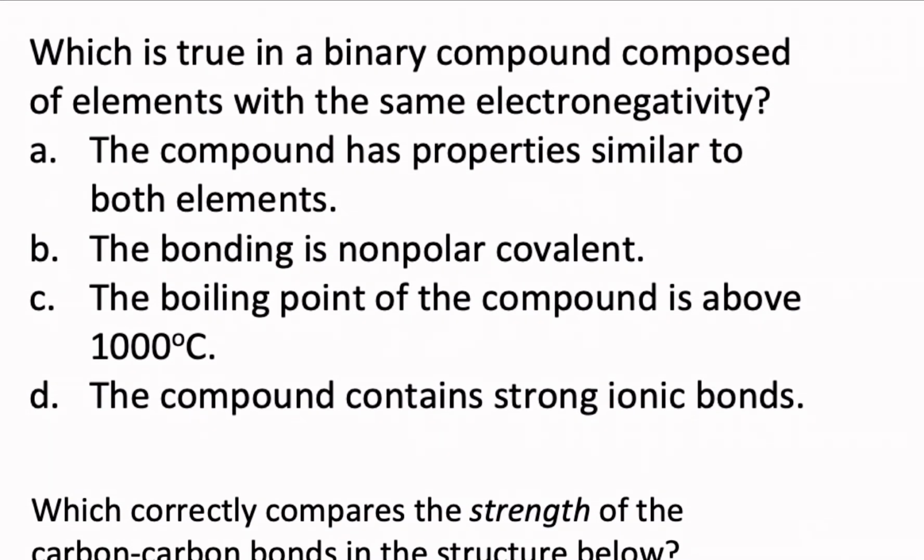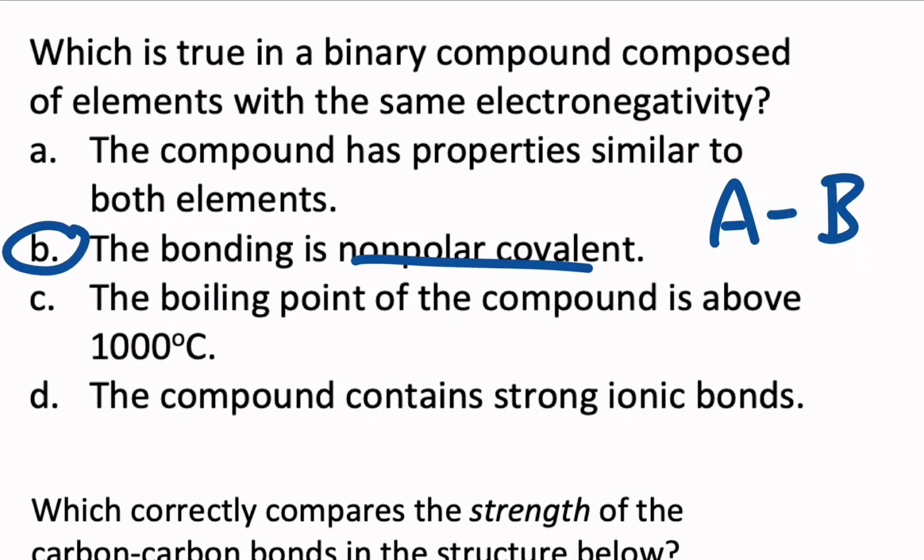Upper right, which is true of a binary compound composed of elements with the same electronegativity. So 2 elements, A bonded to B, but if they have the same electronegativity, it's almost like they're the same element. So they would be completely nonpolar and covalent. They would be ionic if they had very different electronegativities. I can't tell anything about the boiling point unless I know something about its intermolecular forces.